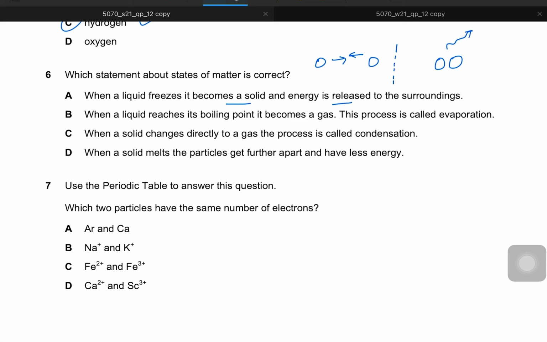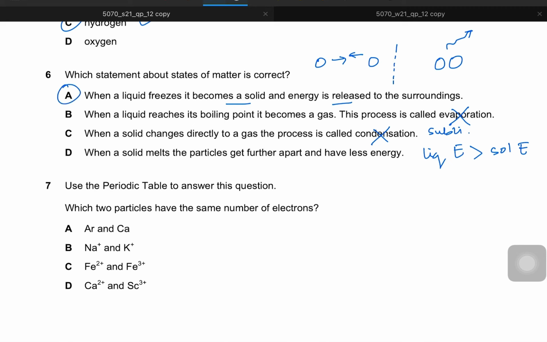When a liquid reaches its boiling point, it becomes a gas. This is called evaporation. No, sorry, that is called boiling. When a liquid changes directly to a gas, this process is called condensation. No, sorry, that is called sublimation. When a solid melts, the particles get further apart and have less energy. No, sorry, liquid has more energy than a solid. So obviously 6 has to be A for apple.